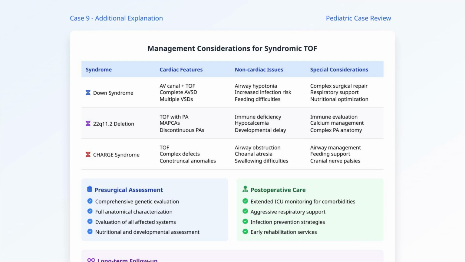For all syndromic patients, comprehensive pre-surgical assessment should include evaluation of all affected systems, genetic counseling, and planning for potential postoperative complications. Postoperative care must be tailored to address syndrome-specific vulnerabilities, and long-term follow-up should involve multiple specialties beyond cardiology.